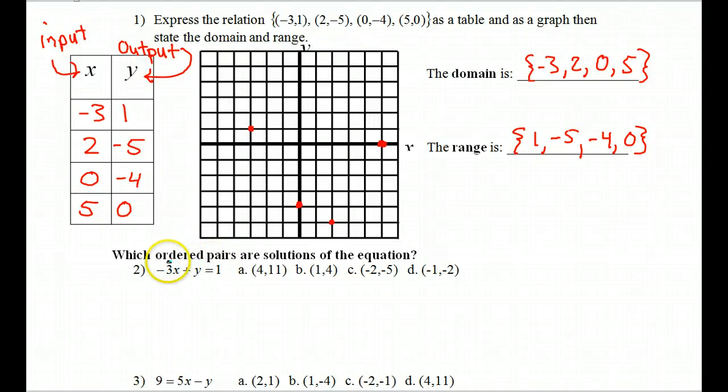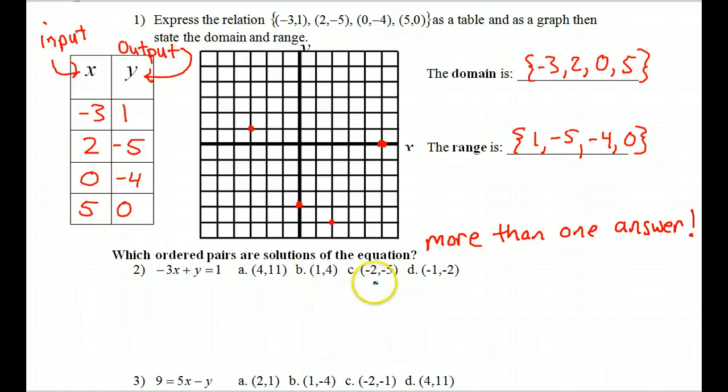Now, next objective, which ordered pairs are solutions to the equation? Please understand that this is not multiple choice. There can be more than one right answer. Okay, so you need to sort of check them all. So say if I want to check the point 4, 11. I'm going to substitute the x and y into this equation and see if it makes sense.